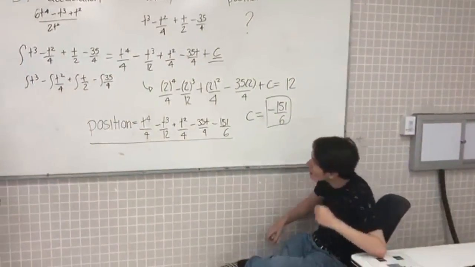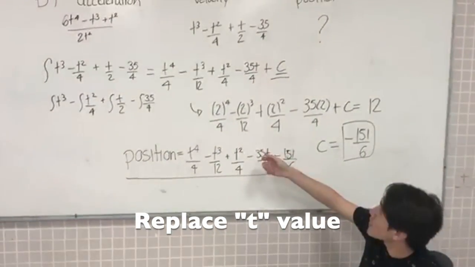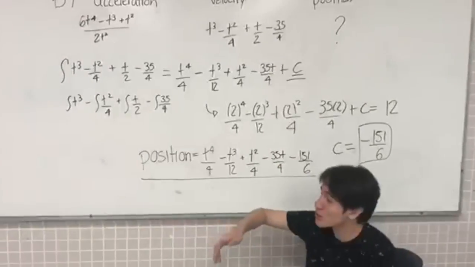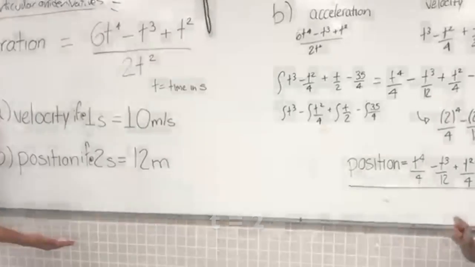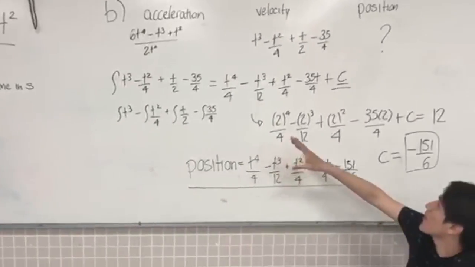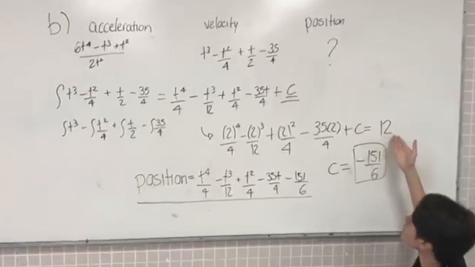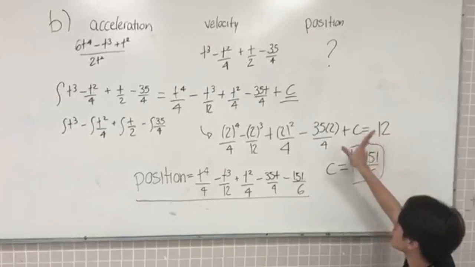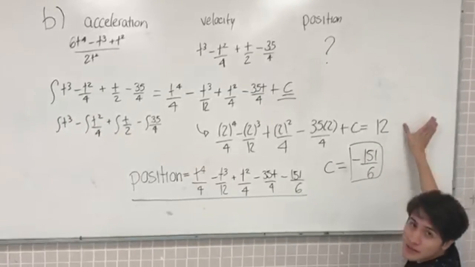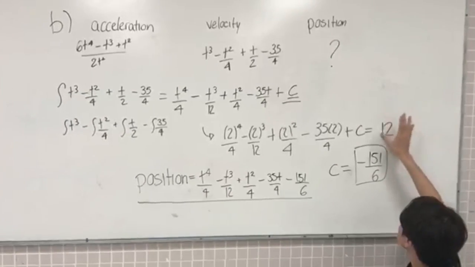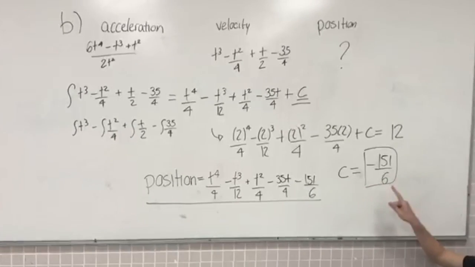Yes. Well, the first thing we have to do is replace the time with 2, because we are already told that in 2 seconds the position is 12 meters. So we replace t with 2, and it equals 12 meters. We solve this and then we isolate the c. This passes here as a subtraction. And when we do that, we get c equals minus 151 divided by 6.